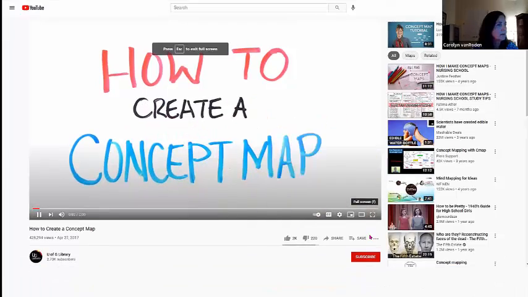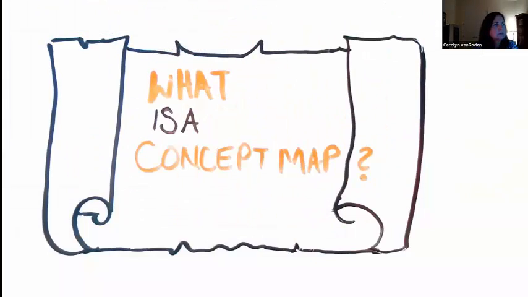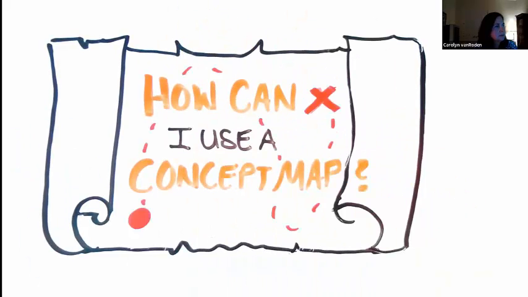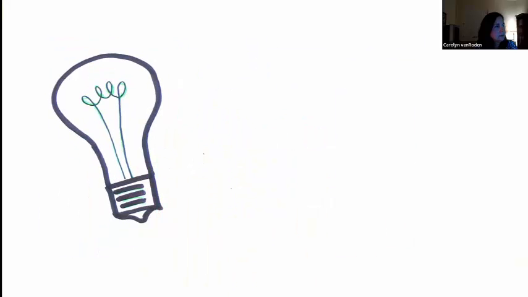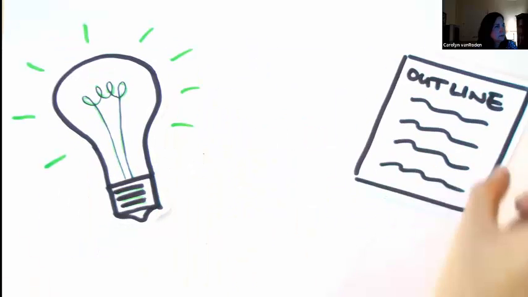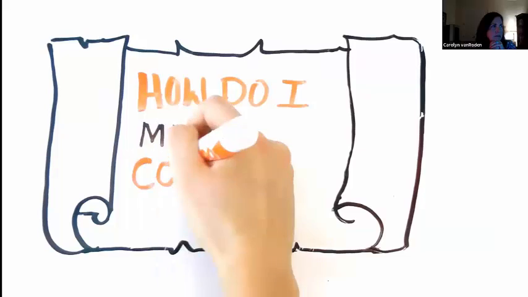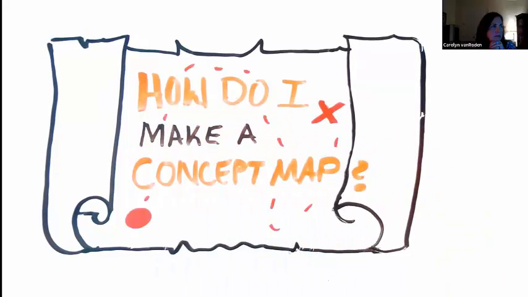How to create a concept map. What is a concept map? A concept map is a visual way to organize thoughts and make connections between ideas. How can I use a concept map? You can use a concept map to brainstorm and organize ideas, create an outline for an assignment, or test your knowledge in review for exams. How do I make a concept map? By following these 7 steps.